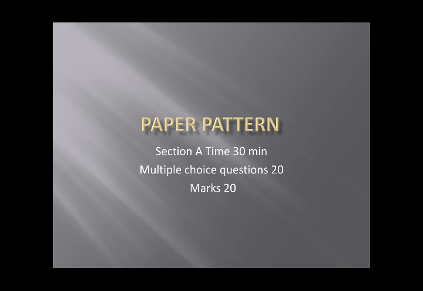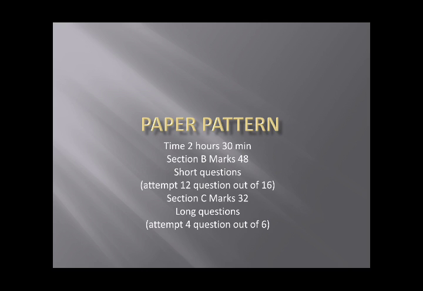Section A contains multiple choice questions, 20 questions, 20 marks and 30 minutes. In section B we have a total of 16 questions and you attempt only 12. Each part contains 4 marks. And section C contains 6 questions and you attempt 4 questions. Each question contains 8 marks.